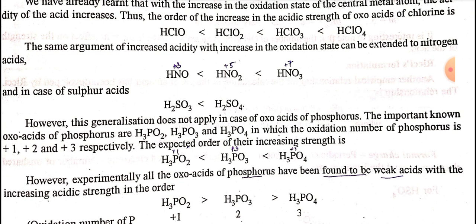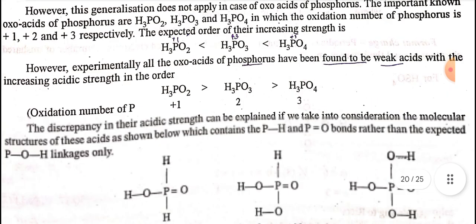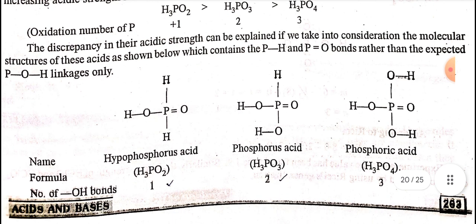The same argument of increased acidity with increase in the oxidation state can be extended to nitrogen acids, HNO, HNO2, HNO3, and to sulfur acids, H2SO3 and H2SO4. However, this generalization doesn't apply in the case of oxoacids of phosphorus. The important known oxoacids of phosphorus are H3PO2, H3PO3, H3PO4, in which the oxidation state of phosphorus is +1, +2, +3. The expected order of their increasing strength is H3PO2, H3PO3, H3PO4. However, exceptionally, all the oxoacids of phosphorus have been found to be weak acids with increasing acidic order in this order: H3PO2, then H3PO3, then H3PO4.